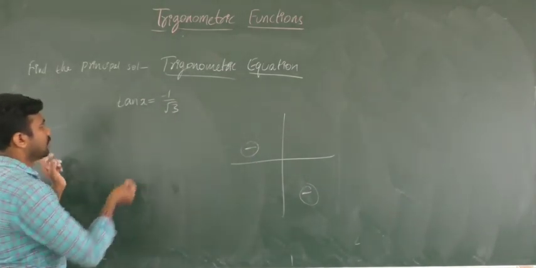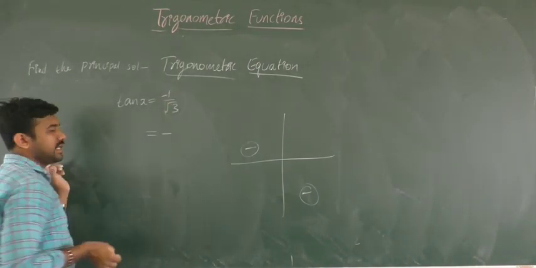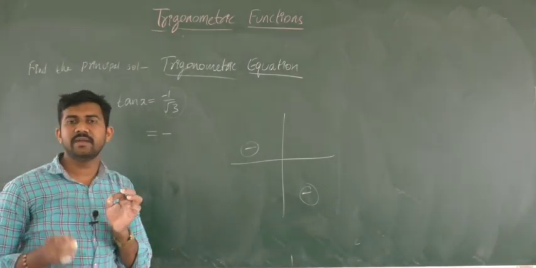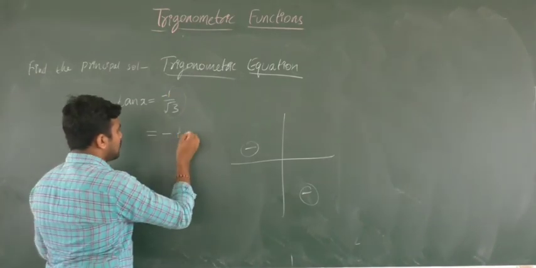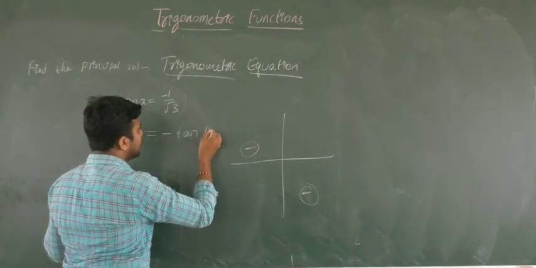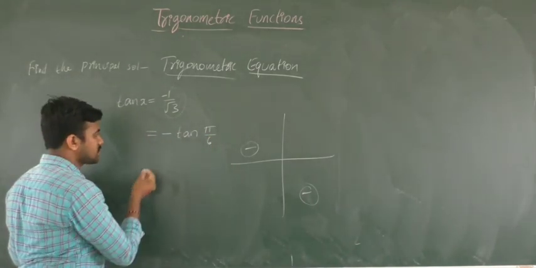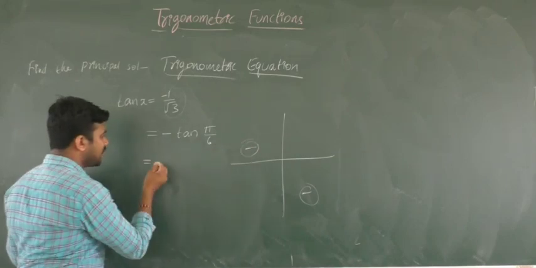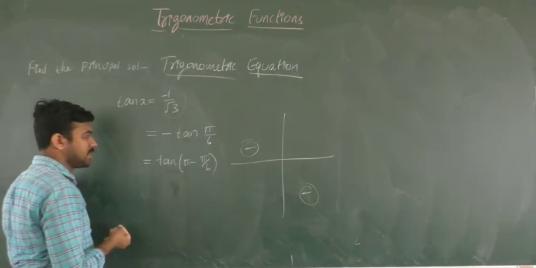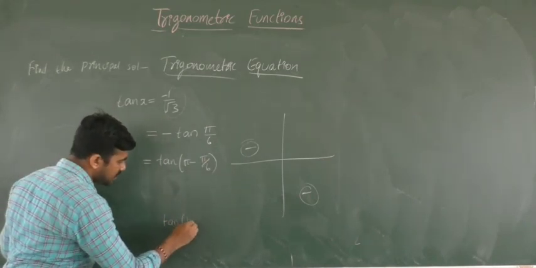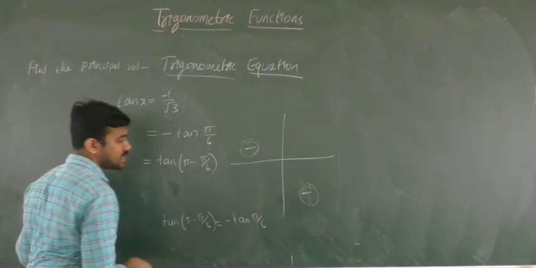See here. First you write minus separately 1 by root 3. Tan takes the value 1 by root 3, which is positive, in the first quadrant. So tan 30 degree, that is pi by 6, is nothing but 1 by root 3. So we can write minus tan pi by 6. In the second quadrant, you have to write tan pi minus pi by 6, because you know tan pi minus pi by 6 is equal to minus tan pi by 6.